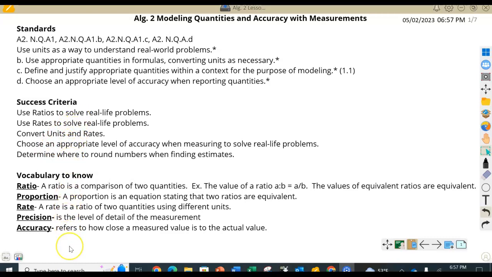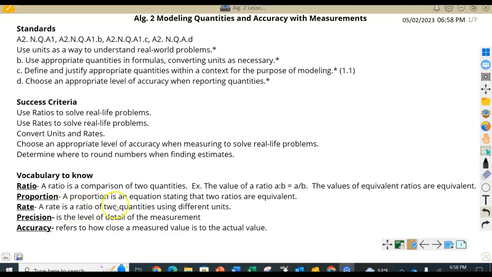The vocabulary you're going to need to know for this lesson: ratio. A ratio is a comparison of two quantities. Here's an example. The value of a ratio, A:B, equals A over B. This is the symbol for ratio. The values of equivalent ratios are equivalent. So if these two are equal, then they would be considered equivalent.